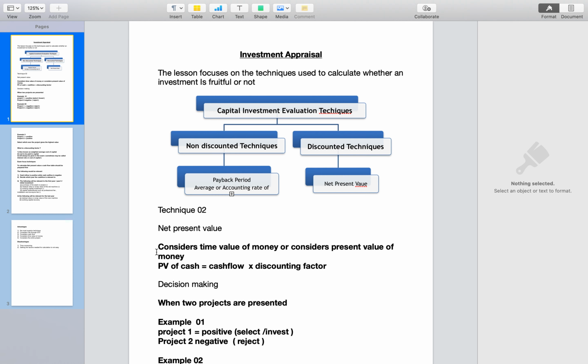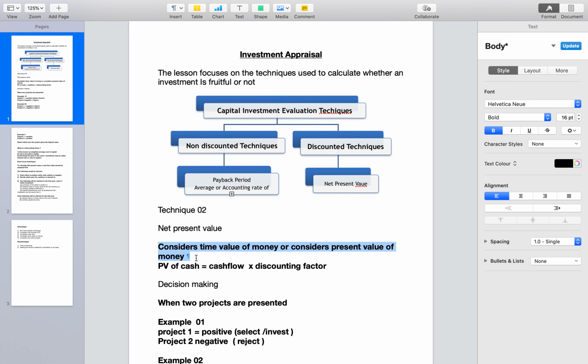Now in the last video we looked at payback period. What does payback period explain? How long does it take to cover the cost of an investment or a project? How many years or how many months is it going to take? Net present value is going to consider time value of money, or in other terms present value of money.